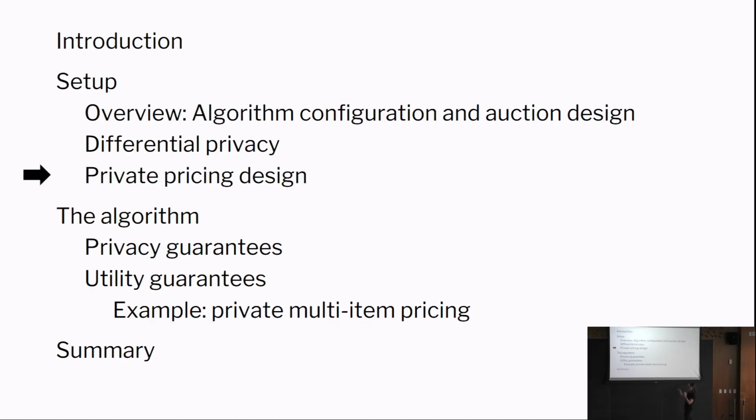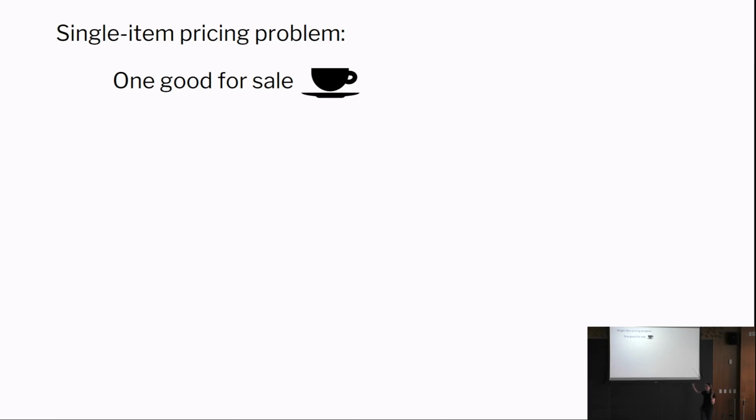So now I want to talk a little more in detail about what I mean by private pricing design. Like I said, our algorithm does private algorithm configuration and pricing design, but I've told you what differential privacy means, but what does it exactly mean in these contexts? I'm going to tell you with a really simple example.